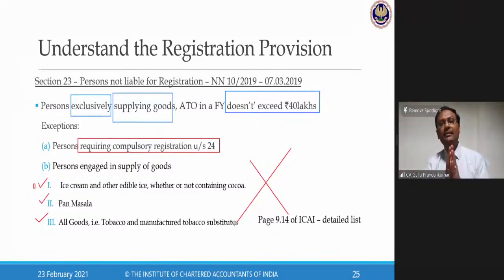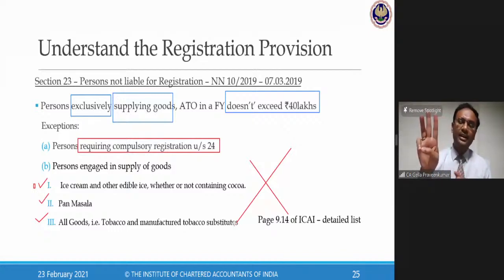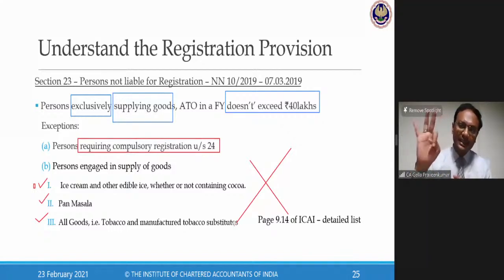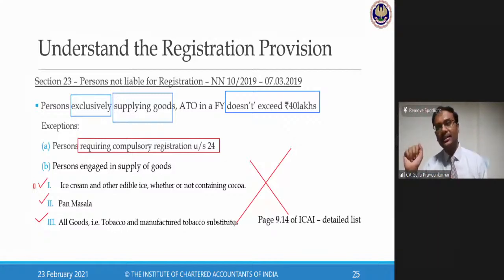Ideally, I am dealing with supply of ice cream. Up to 20 lakhs, no need to register. The moment you cross 20 lakhs, touching 22 lakhs, you have to get registered under GST law. Sir, I am dealing with supply of ice cream, which is supply of goods, why don't you give the benefit of that 40 lakhs? They say, look, three categories of people are kept away from this benefit: one is ice cream, second is pan masala, third is tobacco. These three have been kept out of that additional benefit of 20 lakhs. I repeat, additional benefit of 20 lakhs. So this is one particular adjustment from your examination point of view, which you can expect.